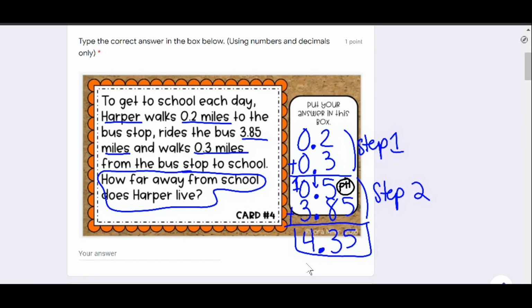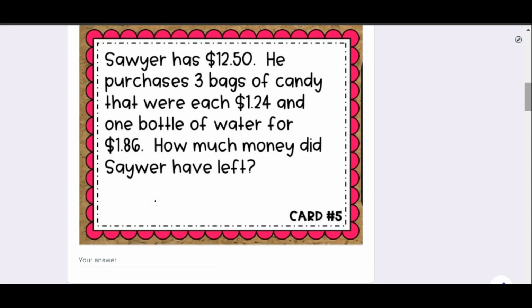Let's do the next problem. Okay, our next problem says, Sawyer has $12.50. He purchases, which means I'm going to subtract, 3 bags of candy that were each $1.24, and 1 bottle of water, which I'm glad he's drinking water, for $1.86. How much money did he have left?